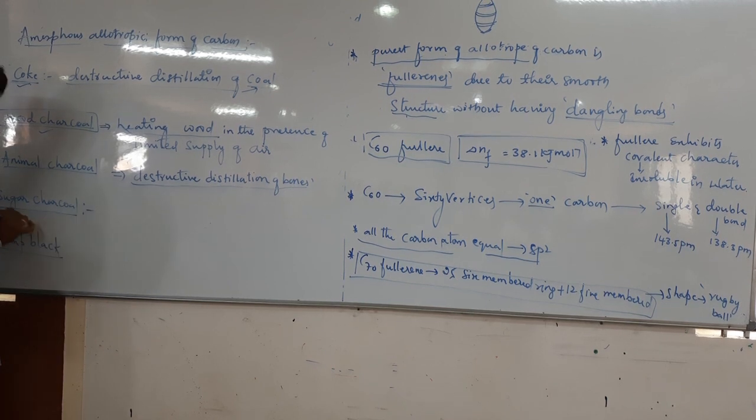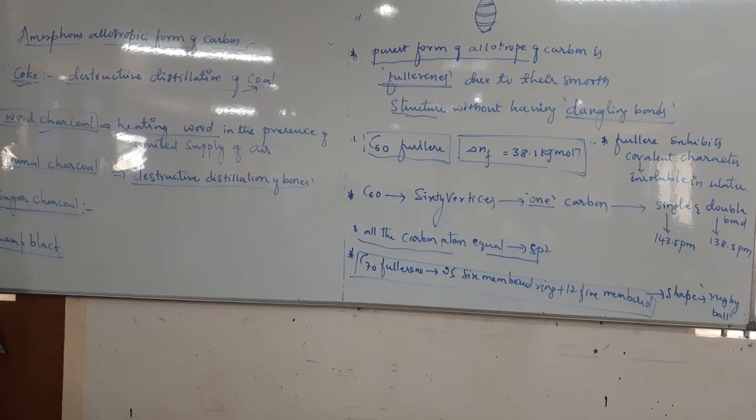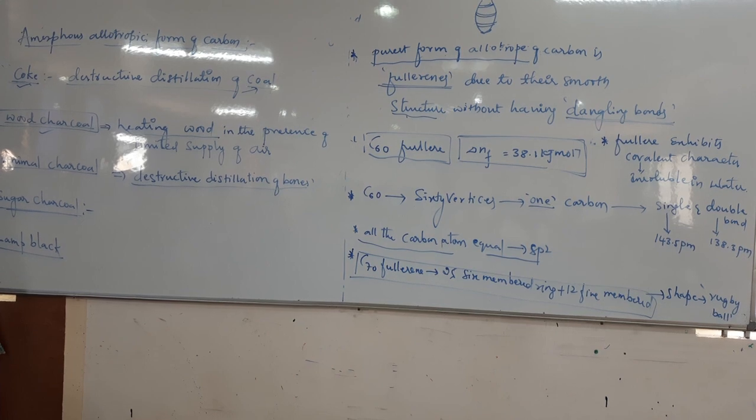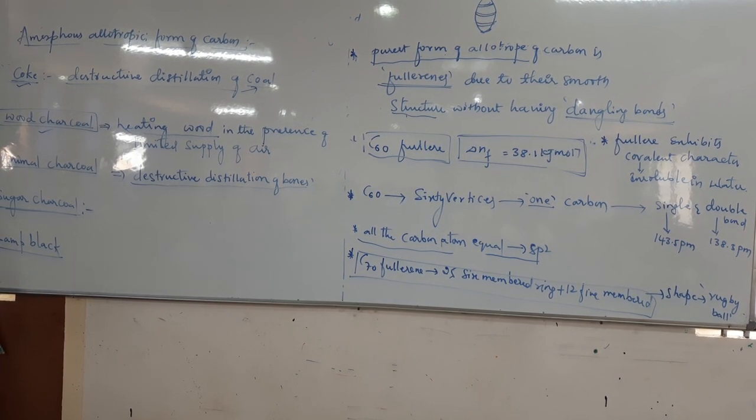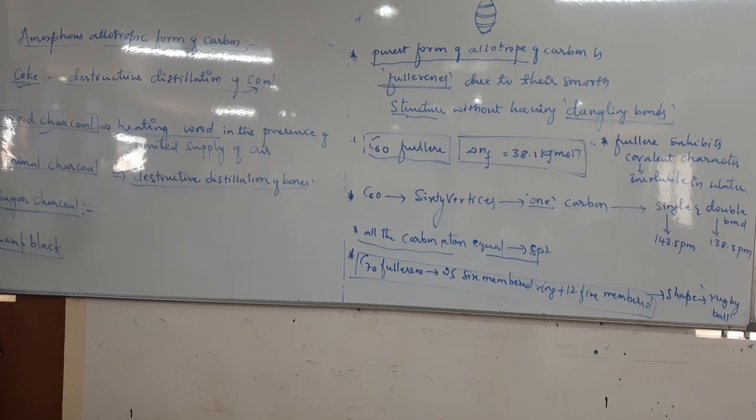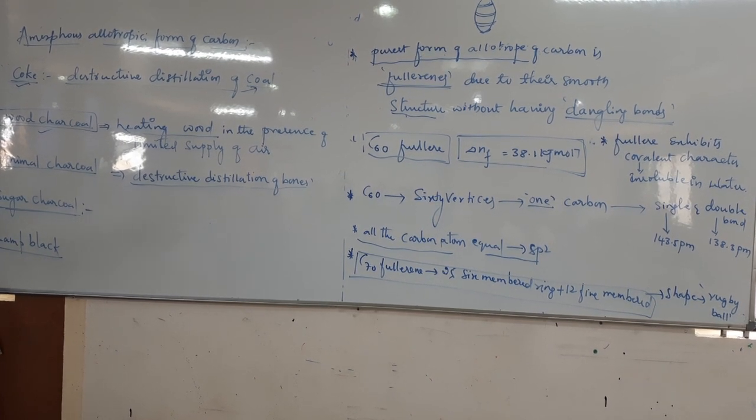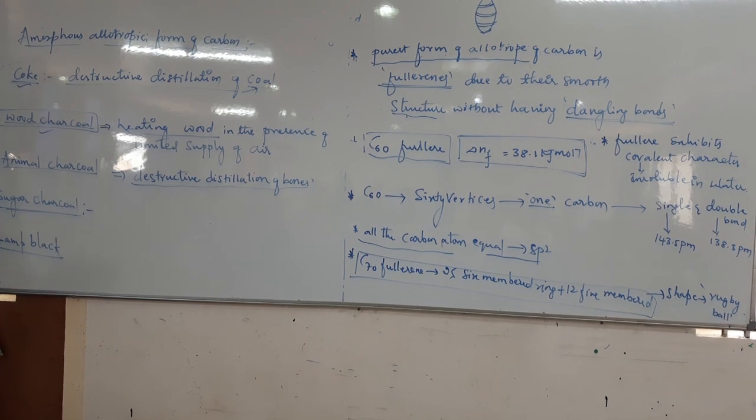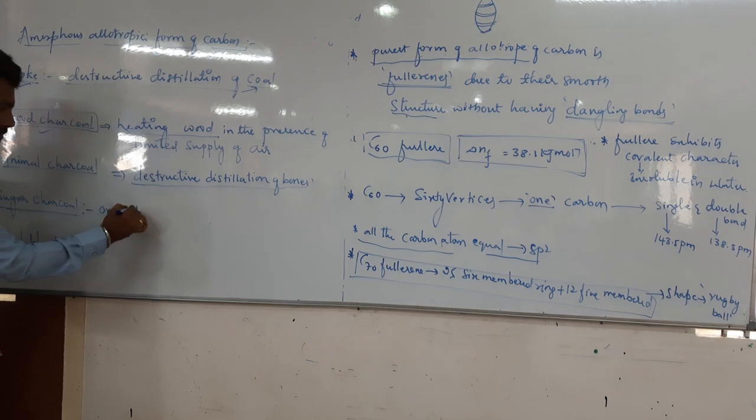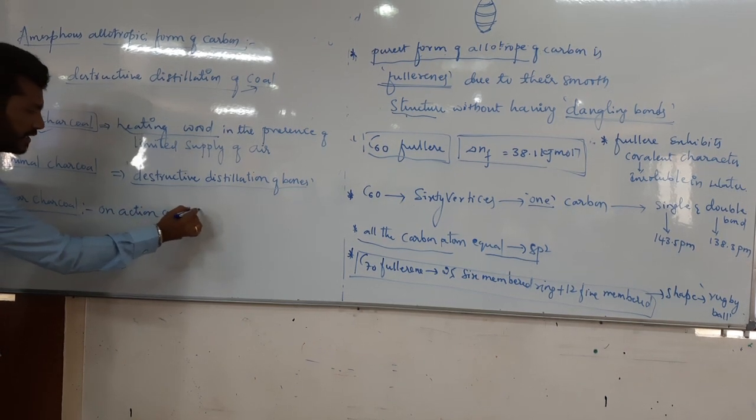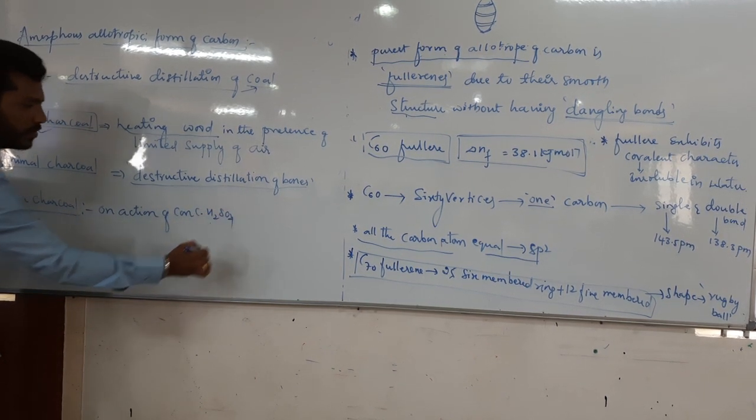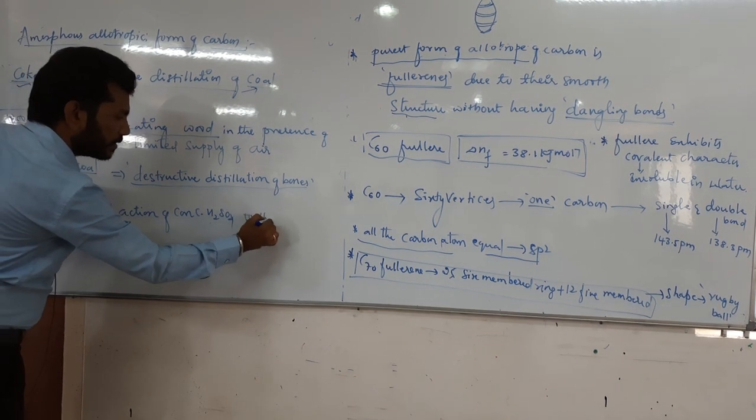And sugar charcoal, guys. How can we get that? Sugar charcoal we are going to get by the action of concentrated sulfuric acid on sugar itself. Here we heat the sugar in the presence of sulfuric acid, all the water molecules present in the sugar are removed, and we get only carbon. Understood? So, the action of concentrated H2SO4 on sugar.